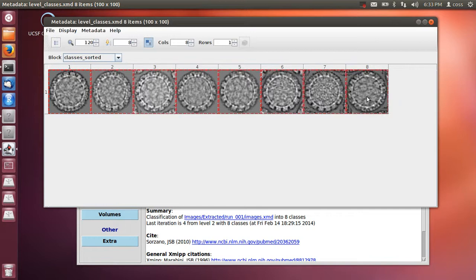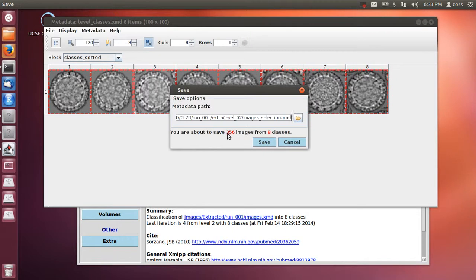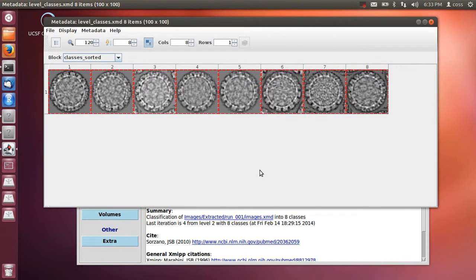So in this example, we like all the images, and then you right click and you say save images, and it will tell you you are about to save 356 images from 8 classes. Okay, and we are saving it in here, so we'll explore a little bit more this structure. So we save them, and we have now saved the metadata with the images behind these classes.